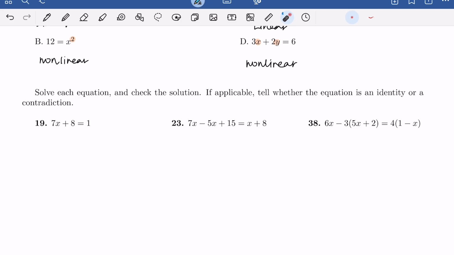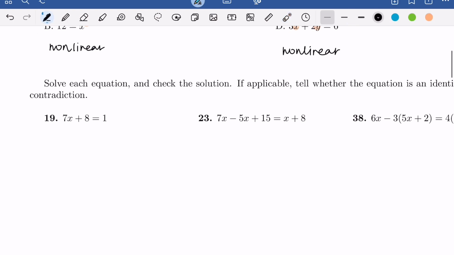Remember, an identity is an equation that's true for all values of our variable. And then a contradiction is an equation that has no solutions. And all three of these are actually neither, but just keep that in mind for other homework questions. All right, so let's look at 19.